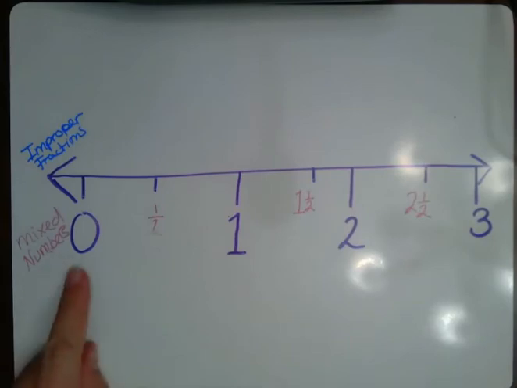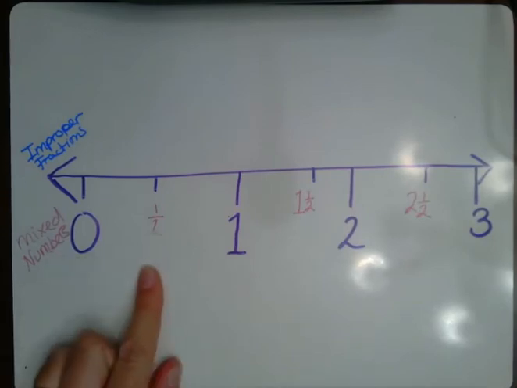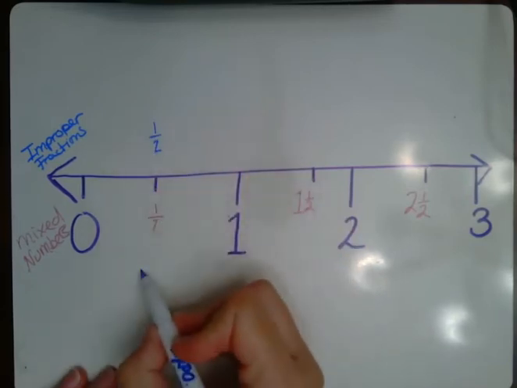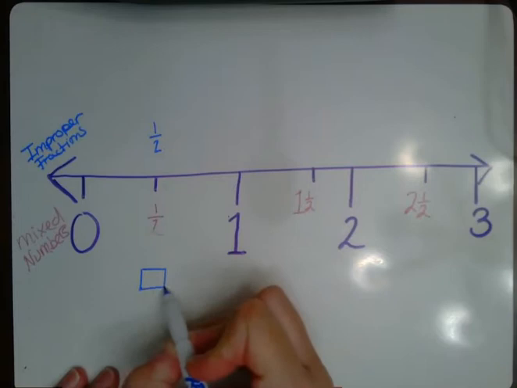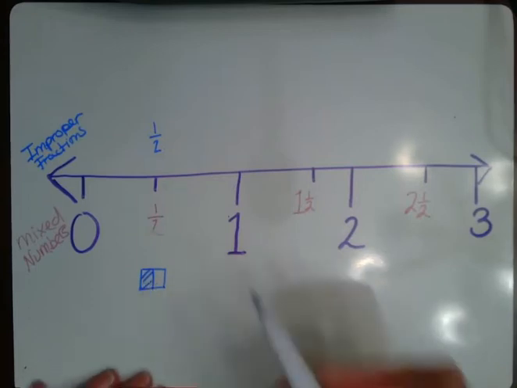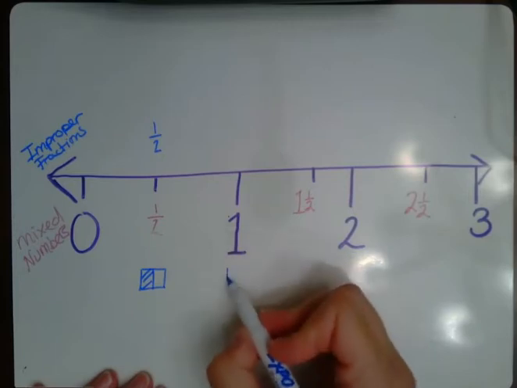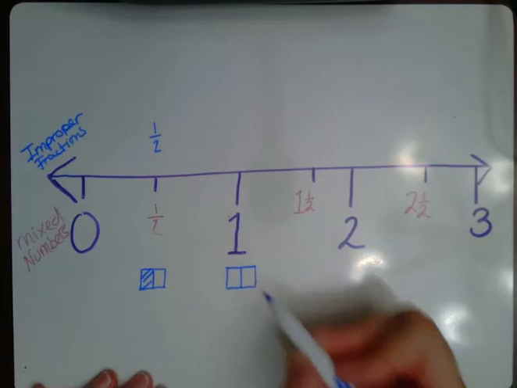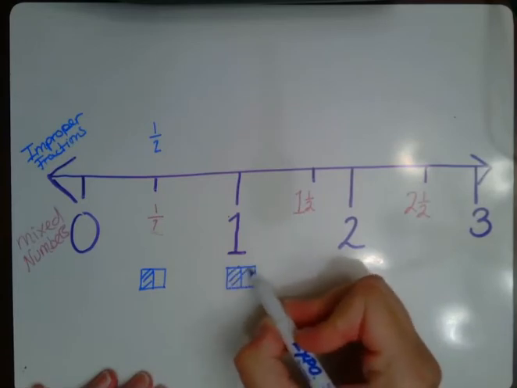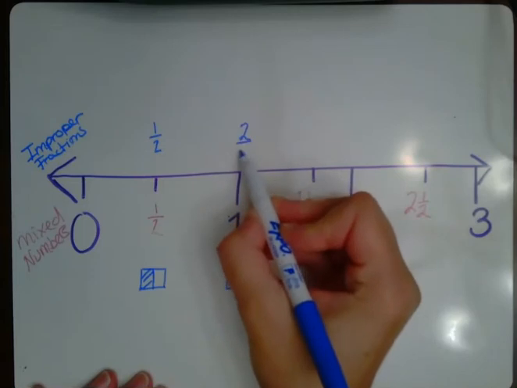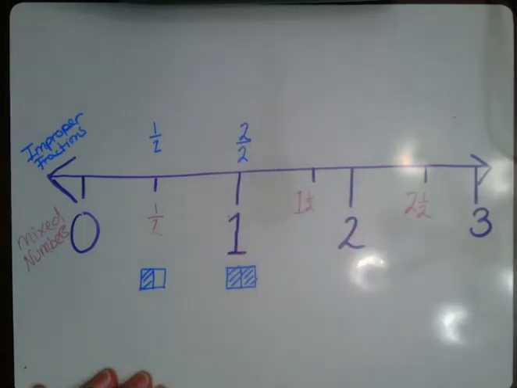So again, looking past 0, I still only have 1/2. My model would look like this, with 1/2 of it shaded in. Next, at 1 whole, that means I have a model that's split into 2 parts, and both parts are shaded in. So I have 2 out of 2 parts shaded in.